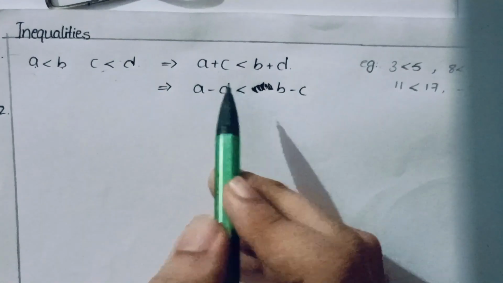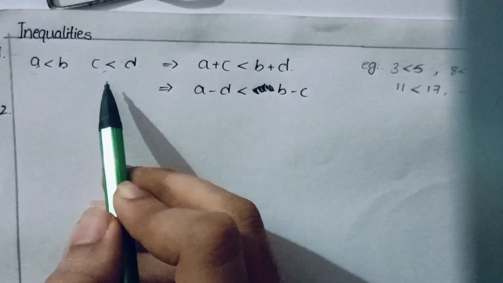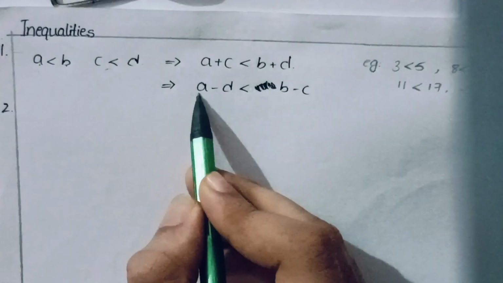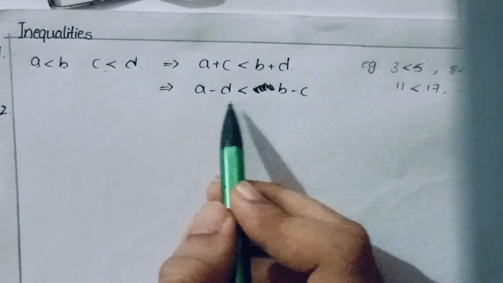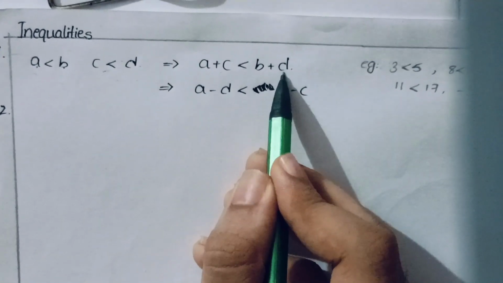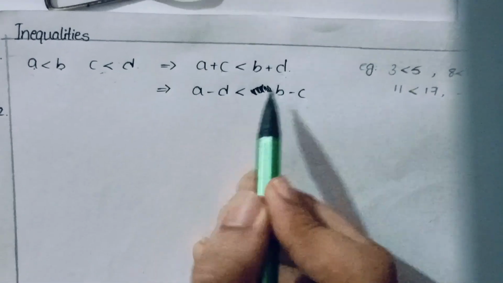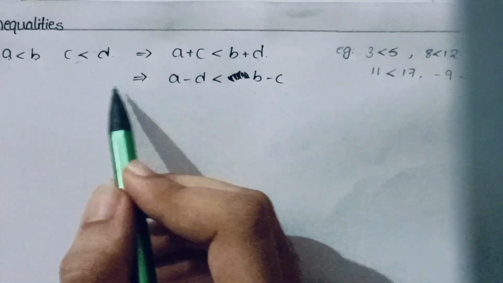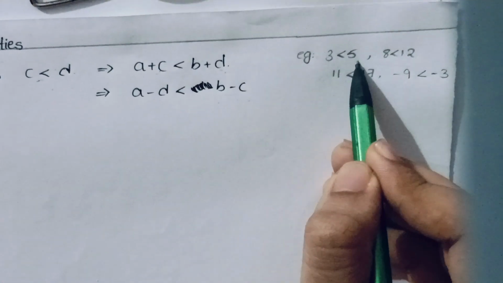For subtraction we cannot say a minus c is less than b minus d. It's completely wrong. So a minus d is less than b minus c, which we can get if we alter the position of d to the left hand side and c to the right hand side. See, it's simple. Okay.